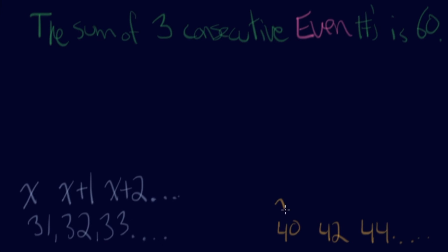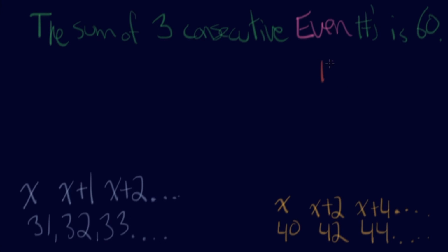Well, if x is my first, how do I get to 42? X plus 2. And then x plus 4. This always is the same pattern algebraically for all of my consecutive number questions. But I'll show you a common kid mistake, so the KKM.